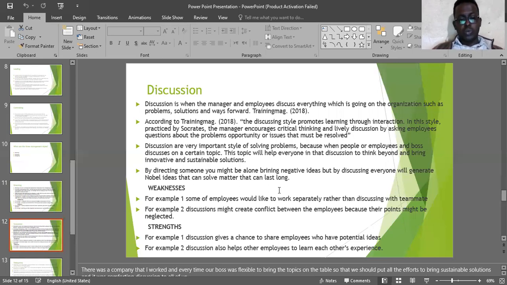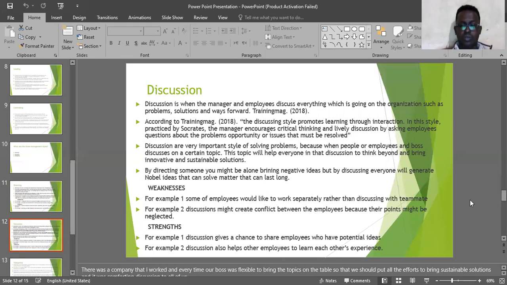So the two weaknesses of this style. The first one, some employees would like to work separately rather than discussing with their teammates. The other one is discussion might create conflict between employees because their points might be neglected.